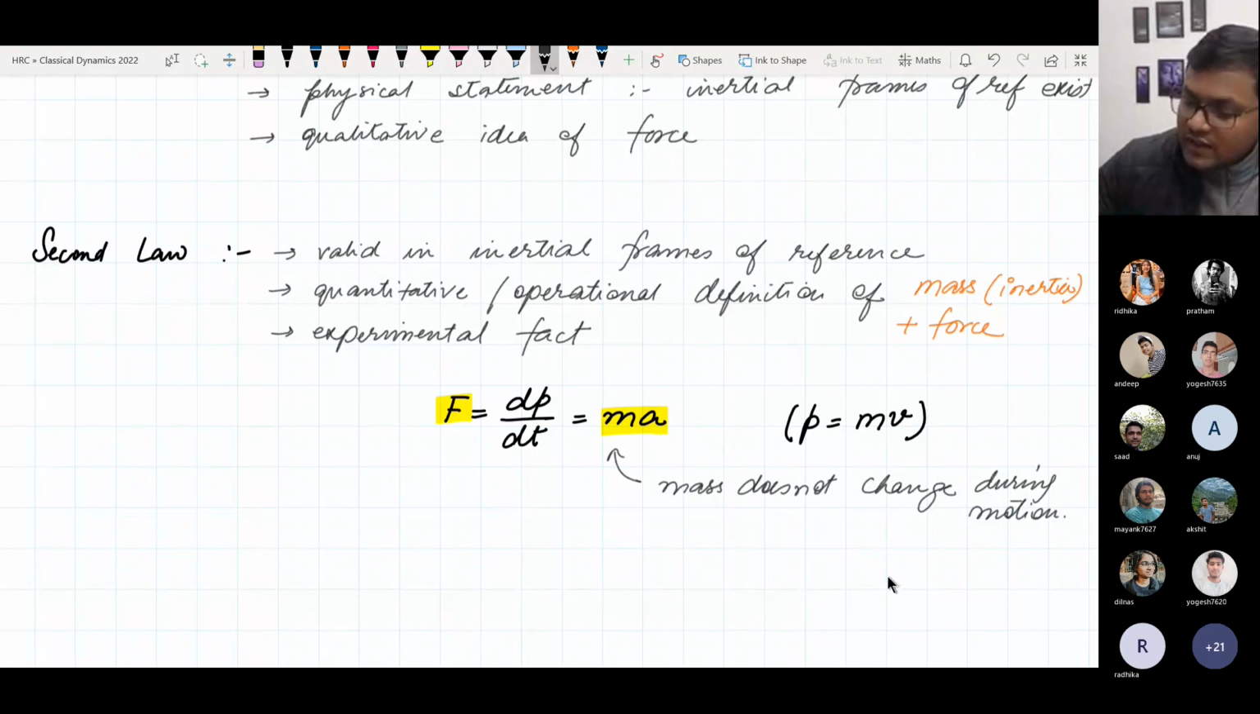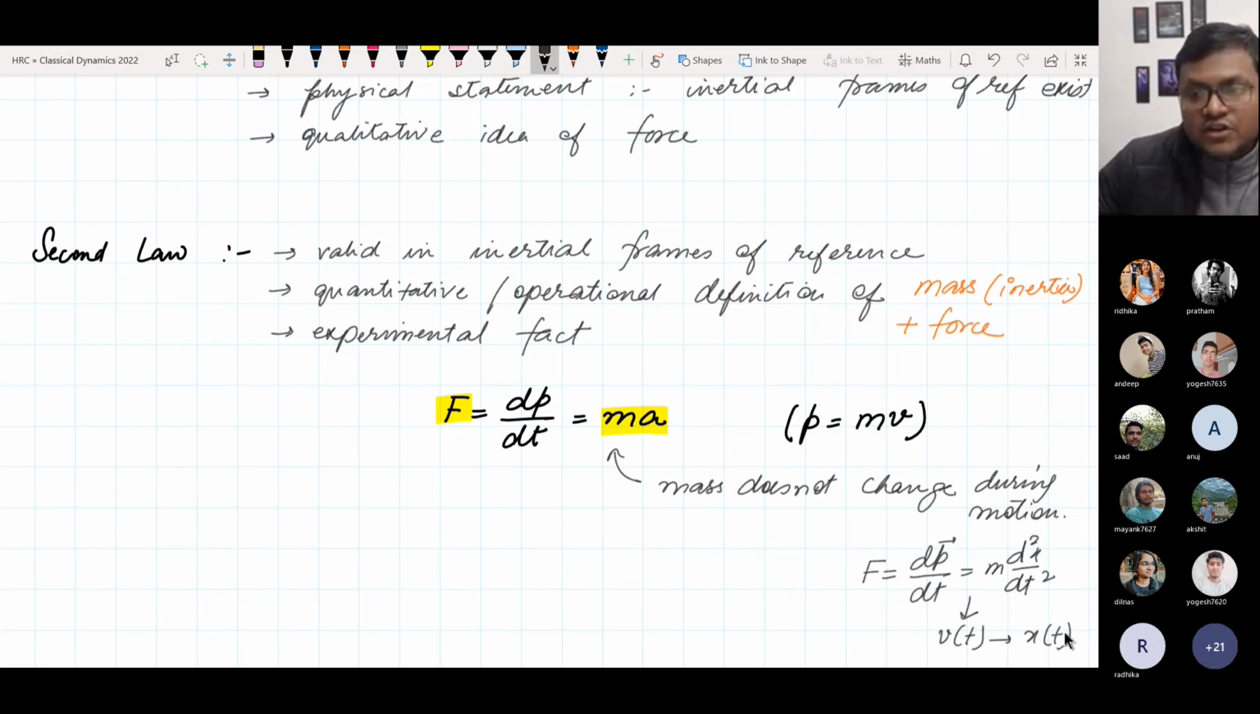We will solve it. So F is equal to dp upon dt, or you can write it as m d2x upon dt2 for 1D motion. If we solve it we will get v(t). If we solve that we will get x(t). Then from position we can predict its trajectory. Essentially, this is the construction.